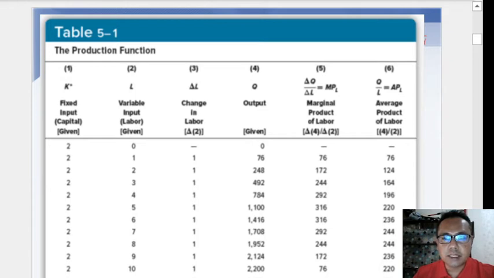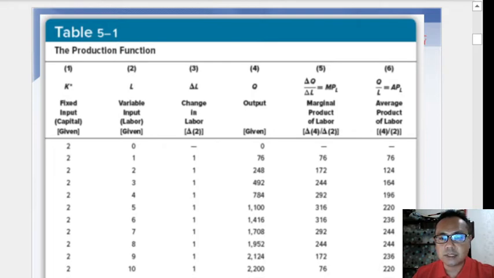Okay. So we can see from this figure, this table, Table 5.1, you can see columns 1, 2 and 4 in the table give values of the components of a short run production function, where capital is fixed at K star, equal to 2. So for this production function, 5 units of labor are needed to produce 1100 units of output.